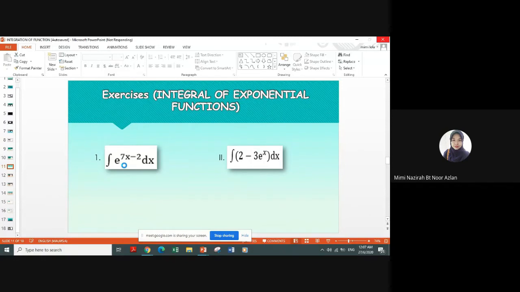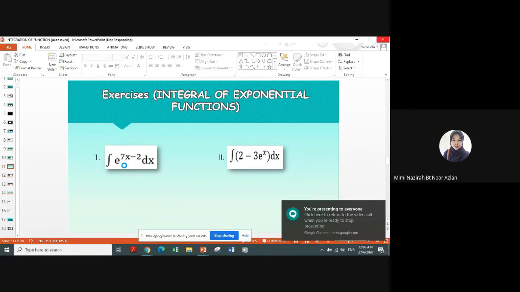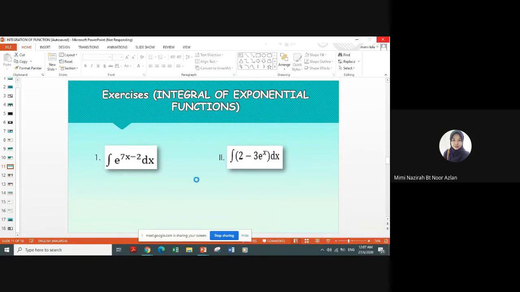Okay, I want all of you to answer this question, and I will ask maybe some of you to answer the question and show the working steps. Okay, you are given 4 minutes to solve the first two questions about the integral of exponential function, and your time starts now. You may discuss with your friends. Okay.